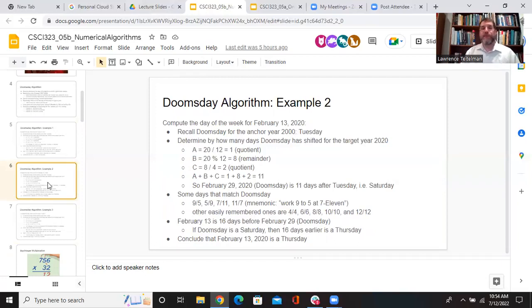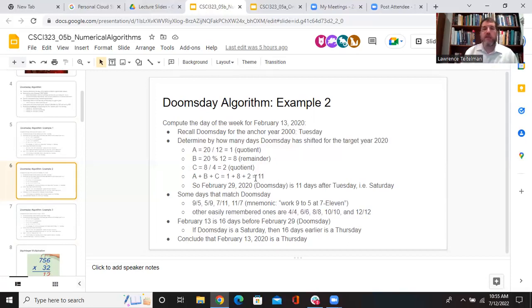So we take our 20 divided by 12, we get 1. Do the modulo, we get 8. Take that 8 and divide it by 4, and we get 2. 1 plus 8 plus 2 is 11. So what does that mean? It means that Doomsday, February 29th, 2020, was 11 days after the Doomsday of the year 2000. So that's a Saturday. Is that right? Yeah, because it's a week later plus 4 days later is Saturday.